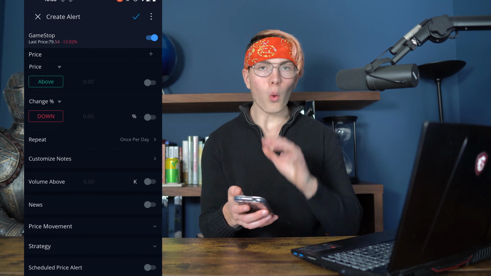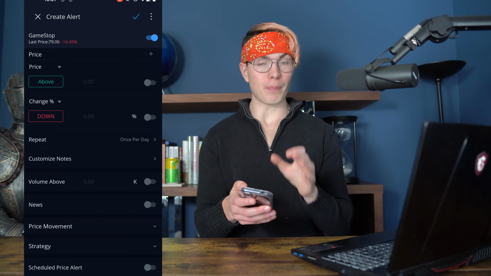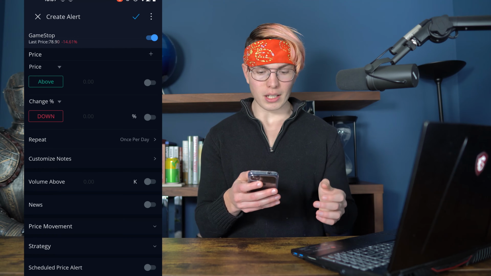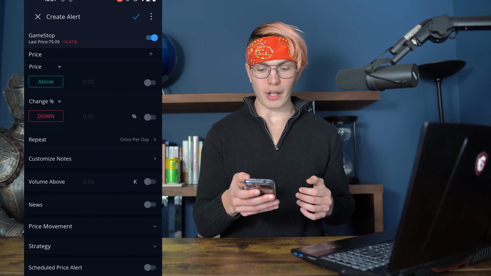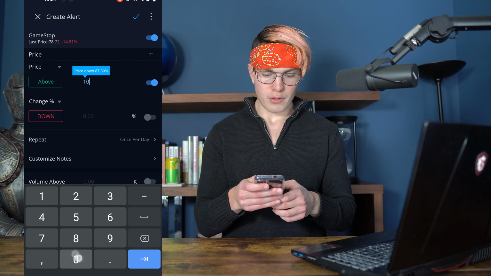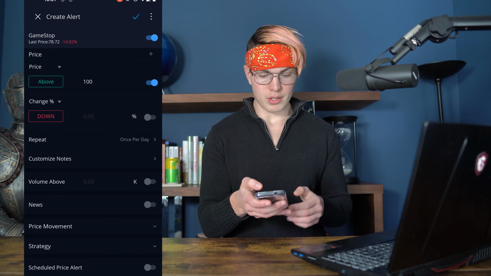And we have a whole bunch of options here in terms of what kind of alerts we want to set. So you could set it for the price, you could set it for the percentage change. Let's say we want to set a price alert. Currently GameStop is trading at about $79. We could say if the price were to go above maybe $100, we want to get an alert on that. So we'll turn this on. We'll type in $100. So if the price were to go up about 27%, then it would hit $100 and we'd get that alert. So we could do that.